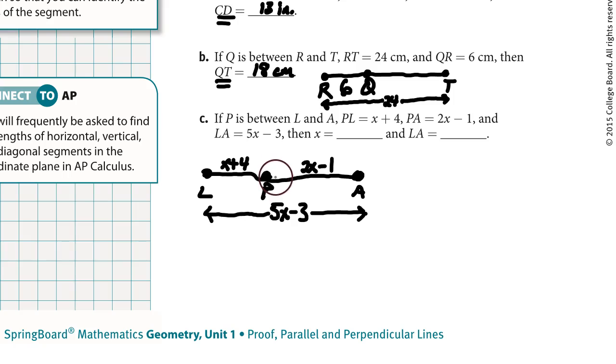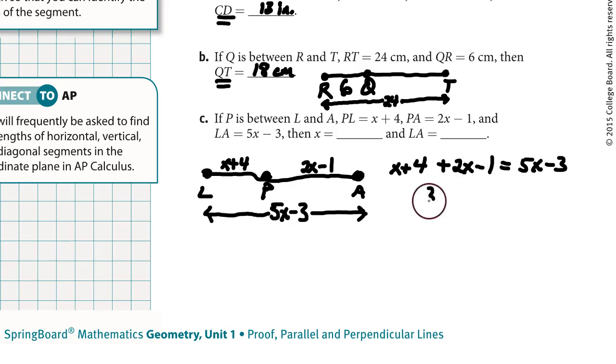With the picture, we can tell what the two short pieces are that sum together to equal the total. And then we can write an equation. X plus 4 plus, and now this other piece here, 2x minus 1, is equal to the total length all the way across, which is the 5x minus 3. Here's an algebra equation. Let's solve for x.